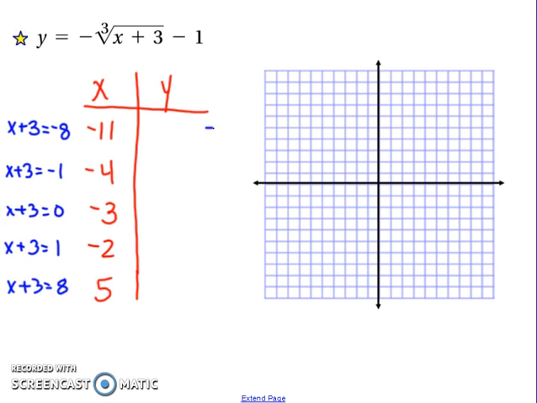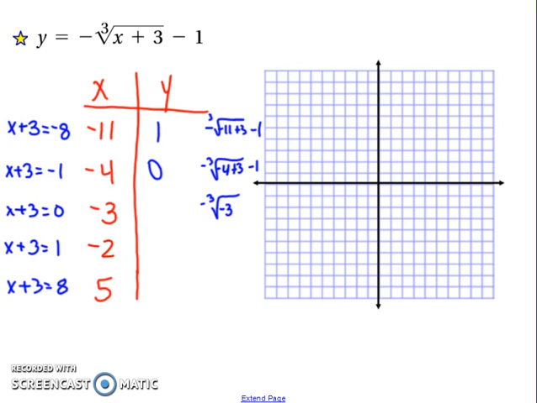So I have negative cubed root of -11 plus 3 minus 1. So that's going to be negative cubed root of -8. So the cubed root of -8 is -2. And then I'm making that a negative, so it becomes a +2 minus 1. So that's going to be 1. I'm going to do the same thing for all of these. So negative cubed root of -4 plus 3 minus 1. So -4 plus 3 is -1. The cubed root of -1 is -1. I'm making that a negative, so now I have a +1 minus 1, 0.